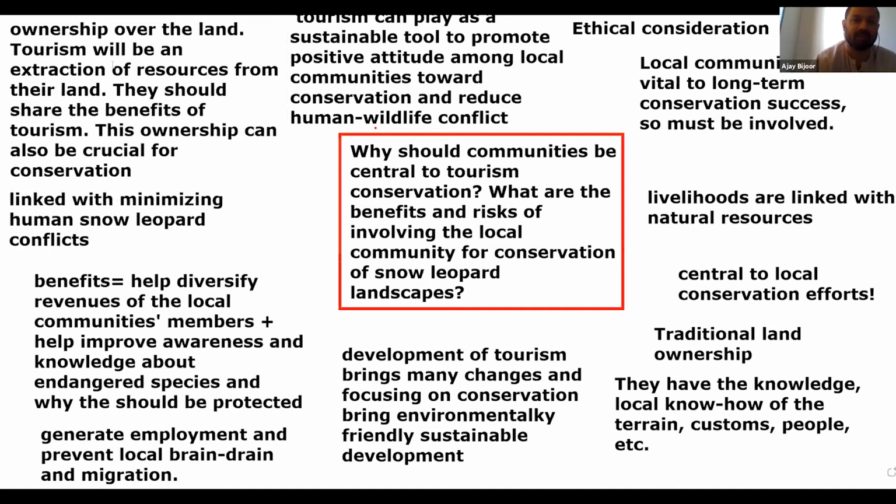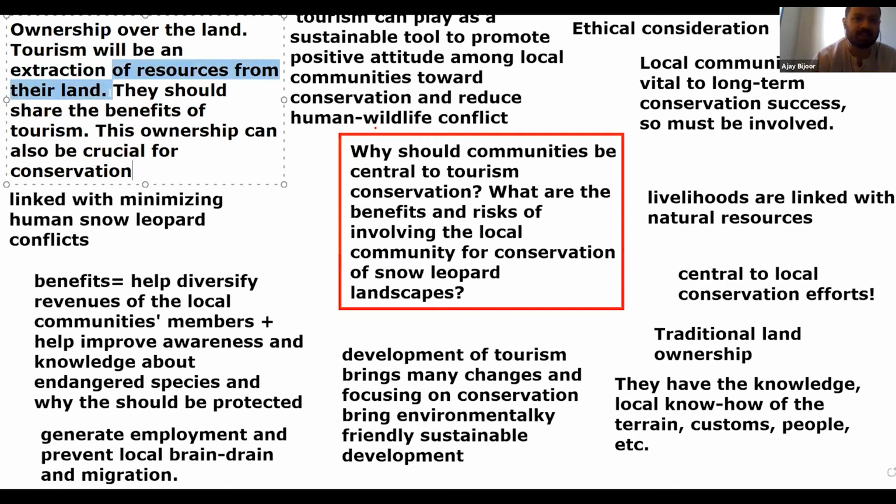Very, very valid. Development of tourism brings many changes, and focusing on conservation brings environmentally friendly, sustainable development. That's again a very valid point. One of the concerns often raised with tourism is that it can be a sort of double-edged sword, but conservation tourism can probably allow us to address those concerns.